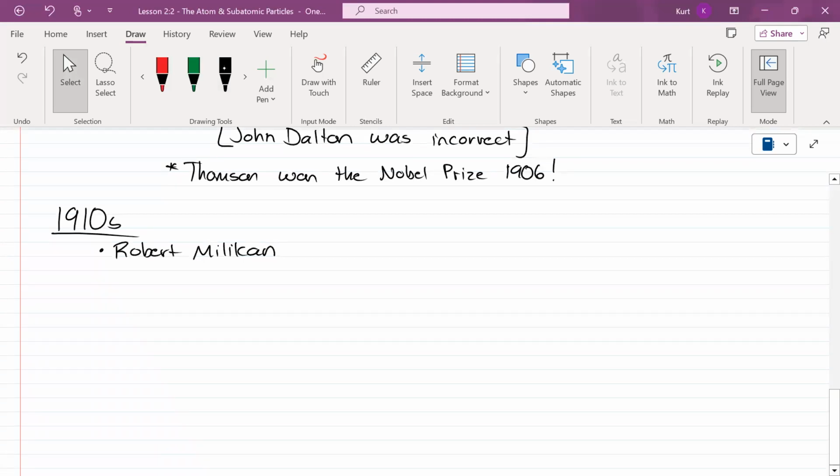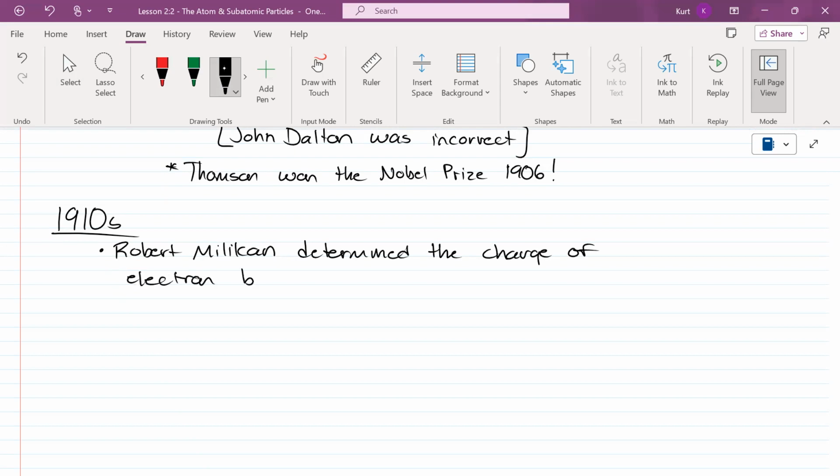Robert Millikan determined the charge of an electron by performing the oil drop experiment.